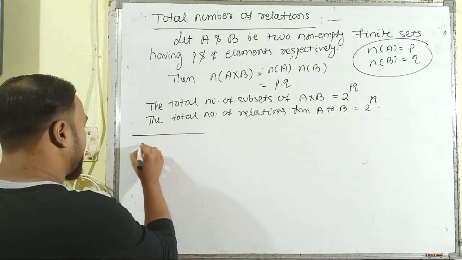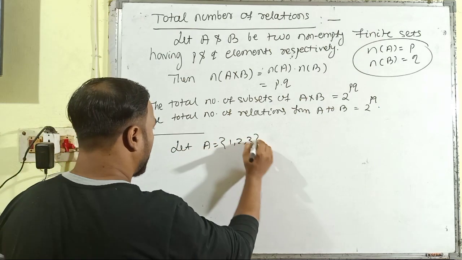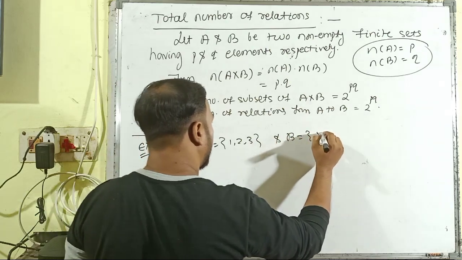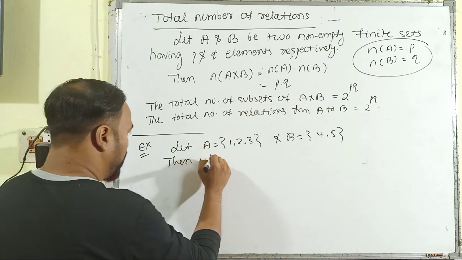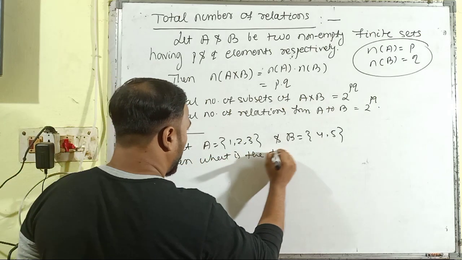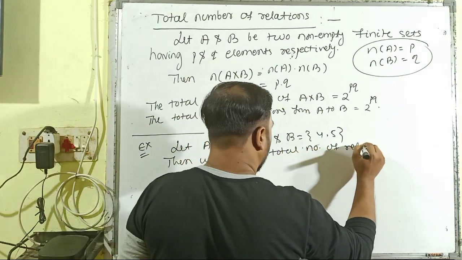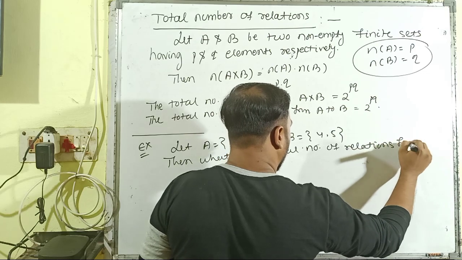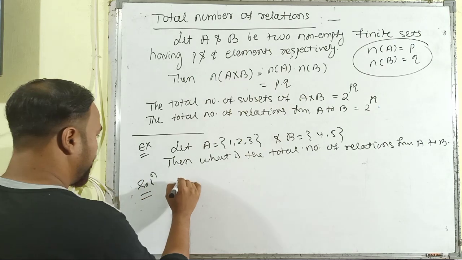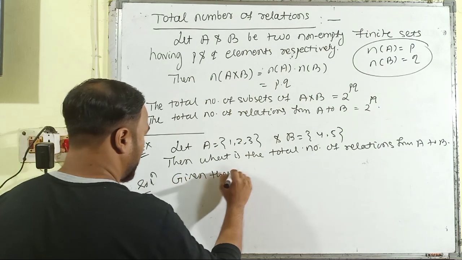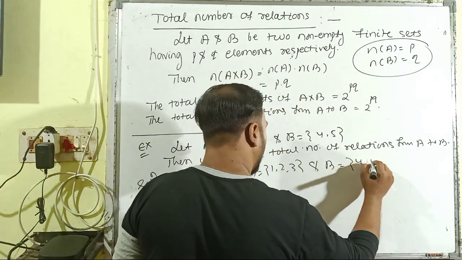Let us discuss it by taking an example. Let set A be equal to {1, 2, 3} and set B be equal to {4, 5}. Then what is the total number of relations from A to B? So moving toward the solution: given that set A is equal to {1, 2, 3} and set B is equal to {4, 5}.